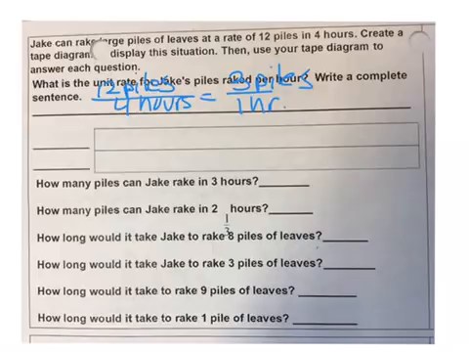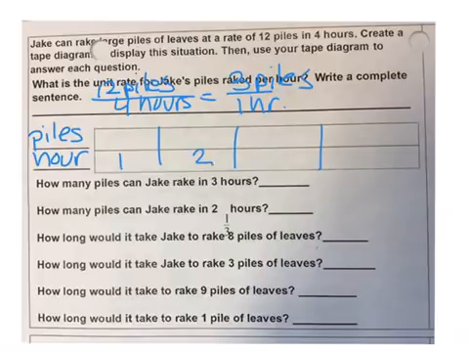So whenever I come here, I'm going to put piles on the top and hour on the bottom. So now what we're going to have to do is divide this into 4 sections because we have 4 hours. So it's going to be 1 hour, 2 hours, 3 hours, 4 hours.